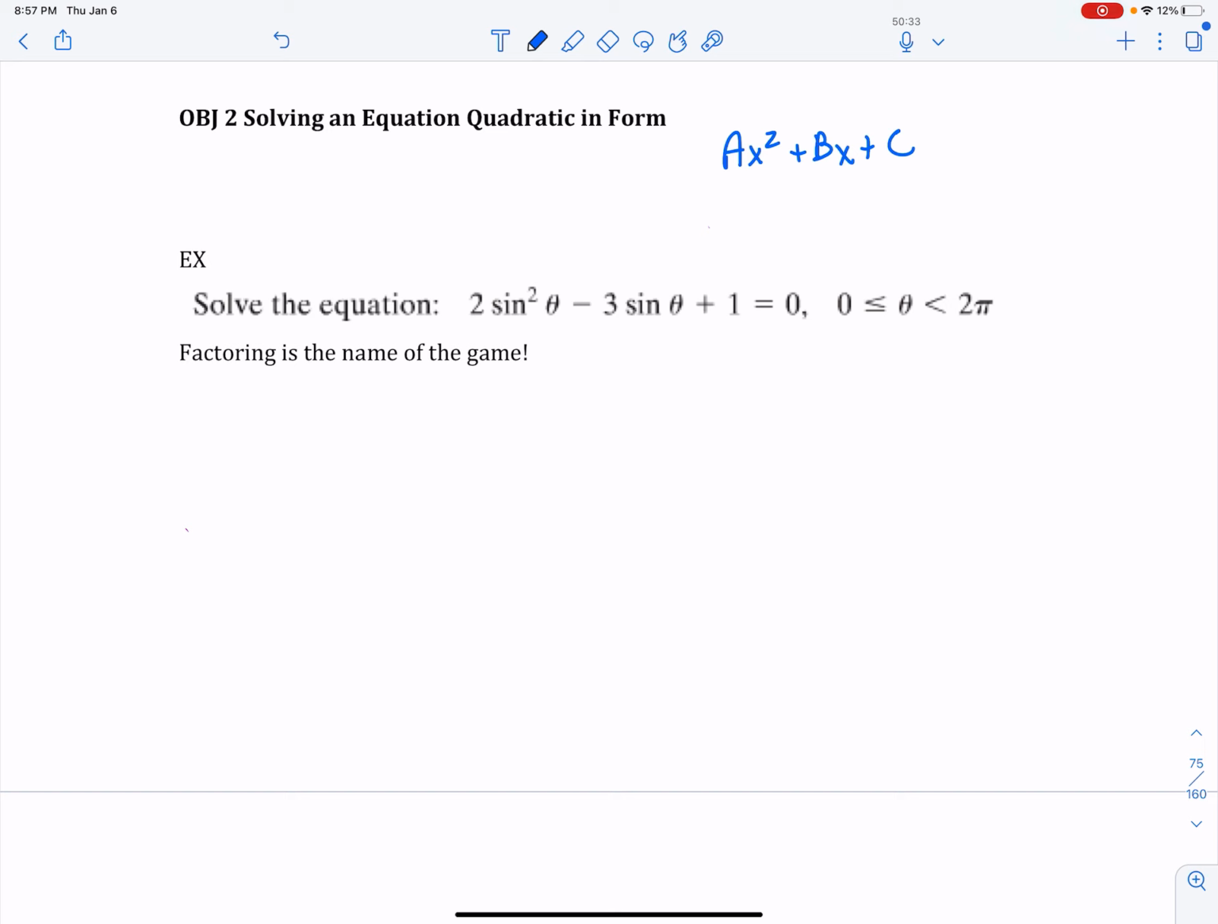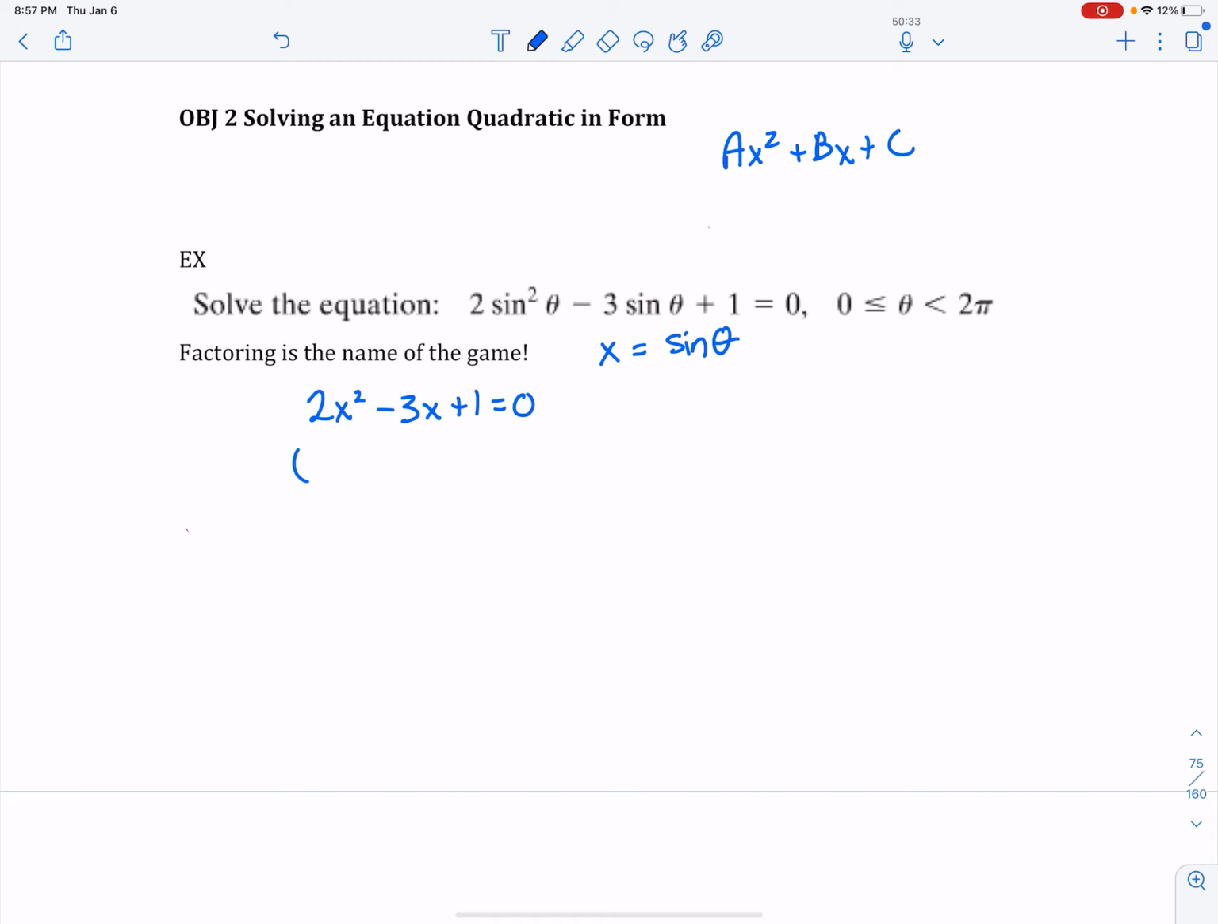So let's go ahead and look at this example. Solve the equation 2 sine squared theta minus 3 sine theta plus 1 equals 0, where theta is a value between 0 and 2 pi. If you don't like all the signs in there, what you can do is use substitution. Just say let x equal sine theta. If you do that, you get this: 2x squared minus 3x plus 1 equals 0. Now that looks like something we could handle.